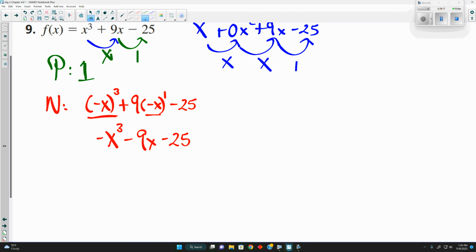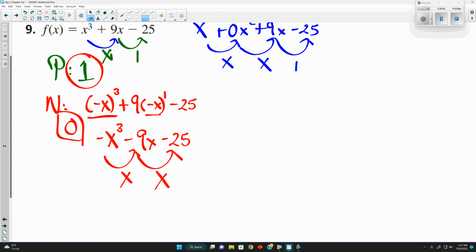Now, if we count the number of sign changes from here to here, no. From here to here, no. So it doesn't change. And if we added the 0 in, well, 0 is neither positive nor negative, so we can't count that sign change. So the number of possible positives is 1. The number of negatives is 0.